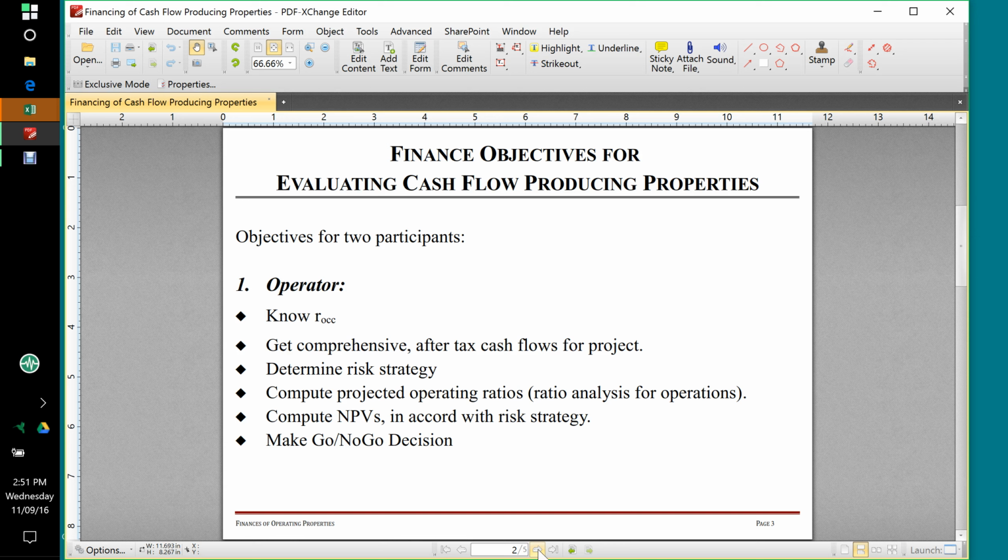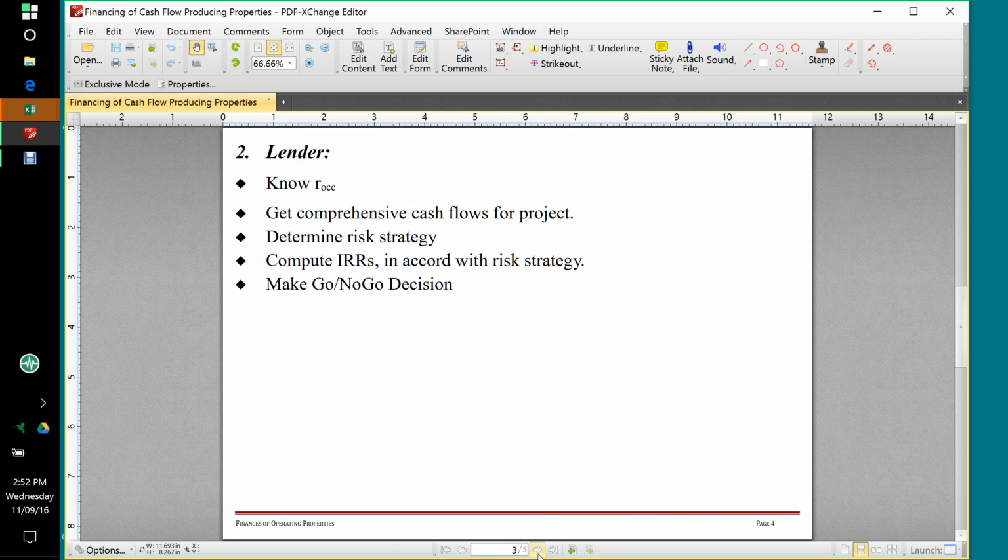Next, finally, we want to compute from the comprehensive after-tax cash flows for everything, purchasing the property, operating it, and then exiting, usually selling it to someone else. We want to compute those NPVs given our opportunity cost of capital, and we're going to try and think about the NPVs in the context of our risk strategy. And then putting that all together, the NPVs in the context of our risk strategy will make a go or no-go decision. Okay. Second player that we always want to consider is the lender.